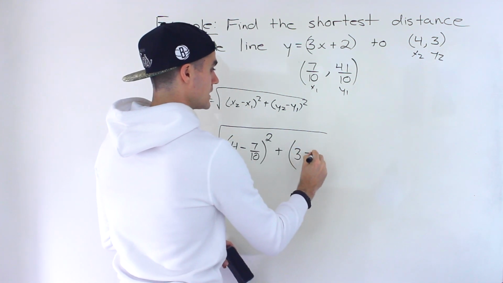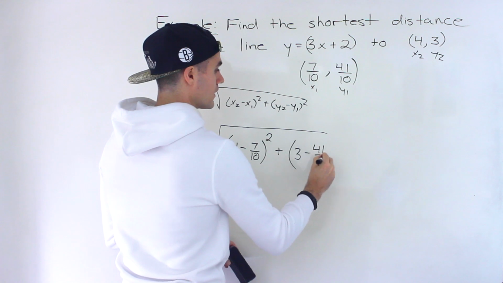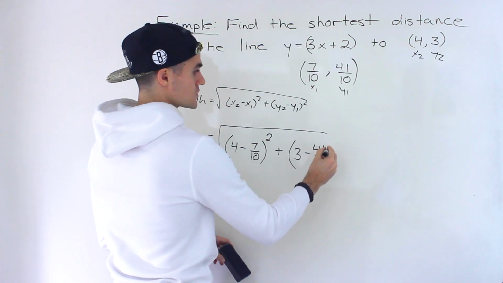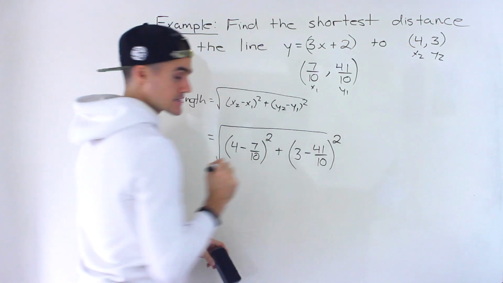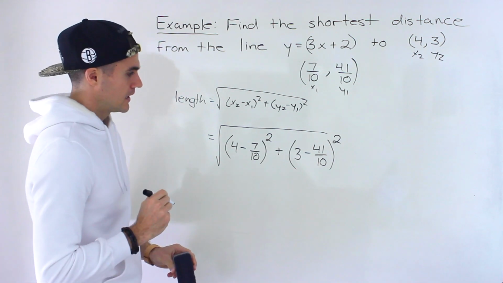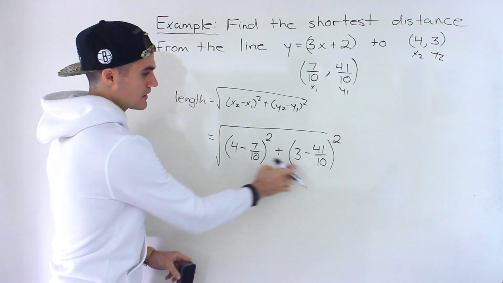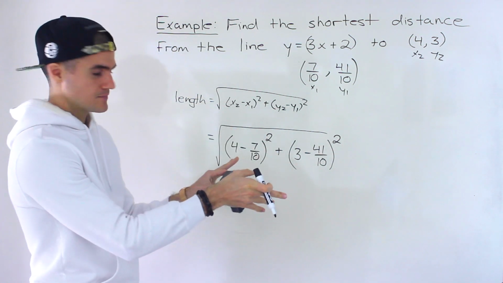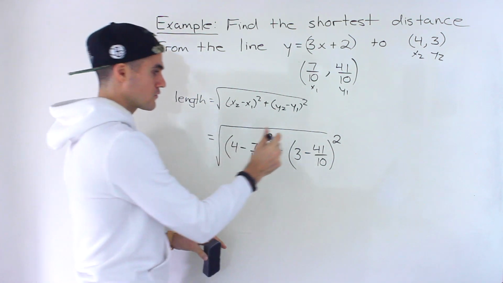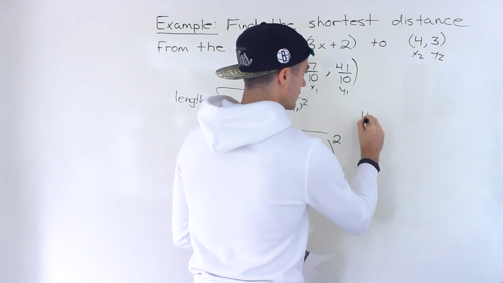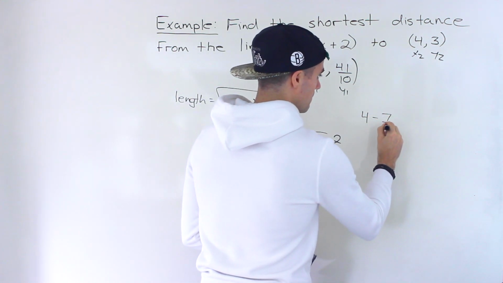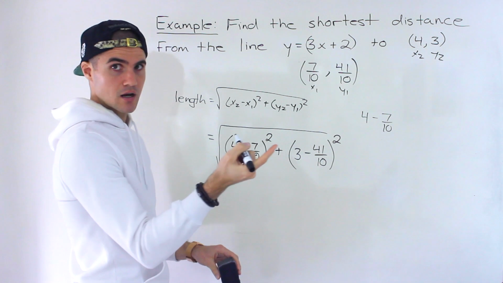3 minus 41 over 10, which is y1. And then that's going to be squared, like that. Now, in this particular case, what I recommend is doing the algebra for both of these on the side, just so it doesn't get too messy over here. I feel like it's going to minimize the risk of making a mistake.